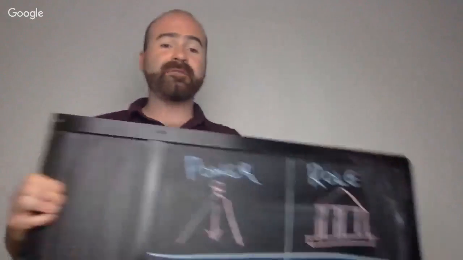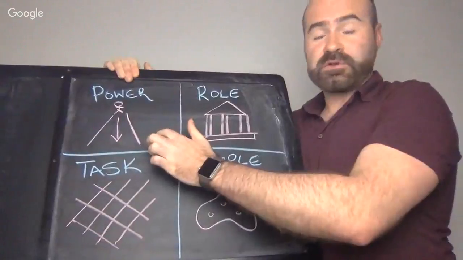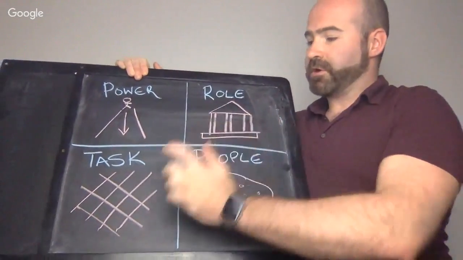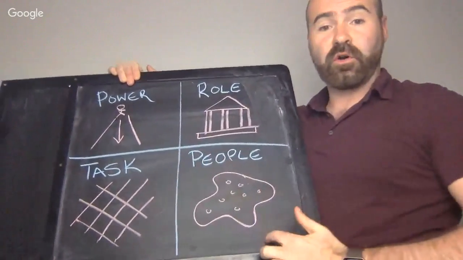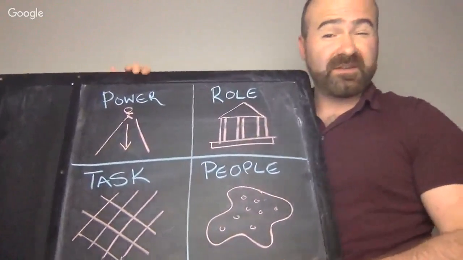Now, there's a really great model which I'm going to break down to you, which is called Charles Handy's Gods of Management. Now, in this model, Charles Handy says that every single culture, regardless of the organization, will fit into one of four sections. And these are going to be either a power culture, a role culture, a task culture, or a people culture. Now, I'm going to break these down because it's important to understand them.